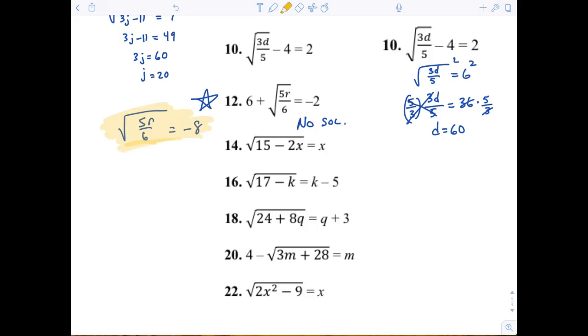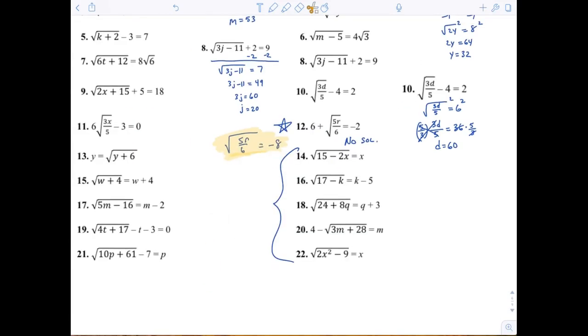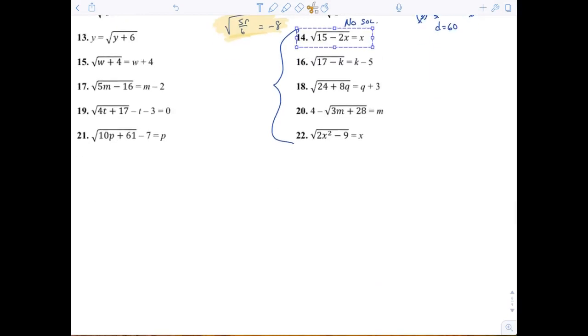All right. Now, there's going to be one of these on the test tomorrow. Where you get a quadratic, then you got to factor it, then you got to decide if it's a solution. So please stay with me now for question number 14. I'm going to bring it down here so we can see it.